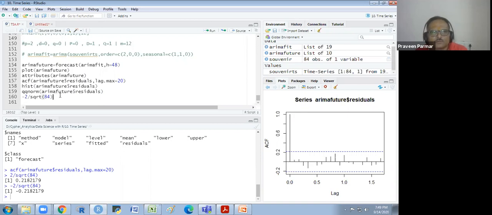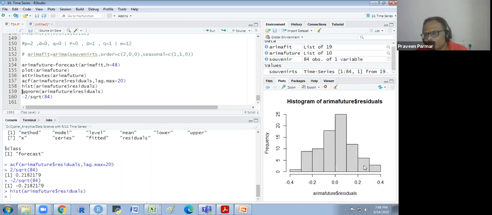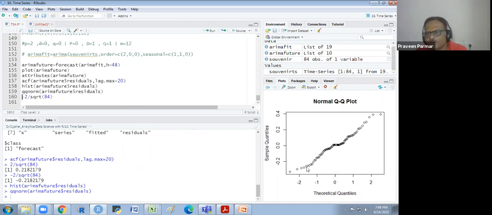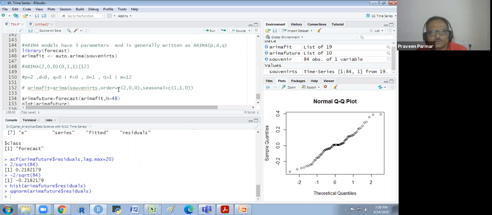Okay, so if you see the QQ norm and the histogram for this, you see the histogram is normal. And the QQ norm, we see it is also something normal. If there is no line, but it is normal. So in this way we could see it.